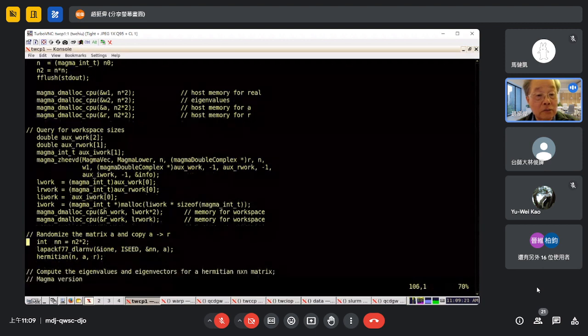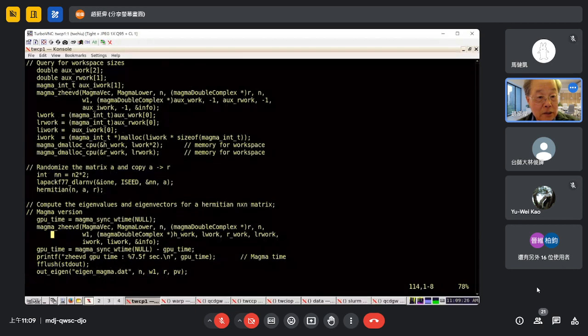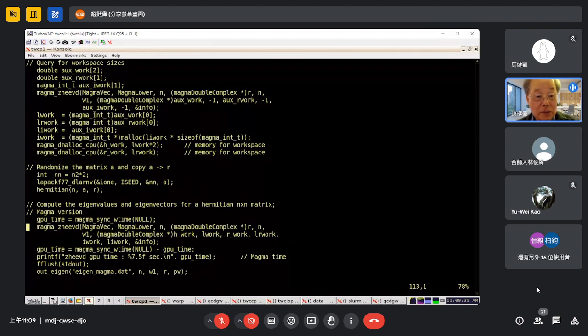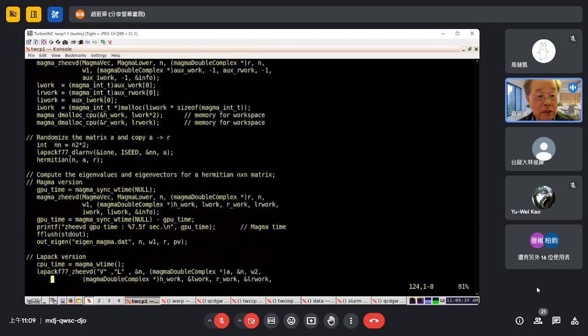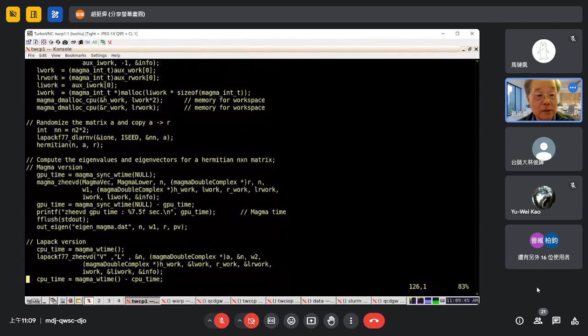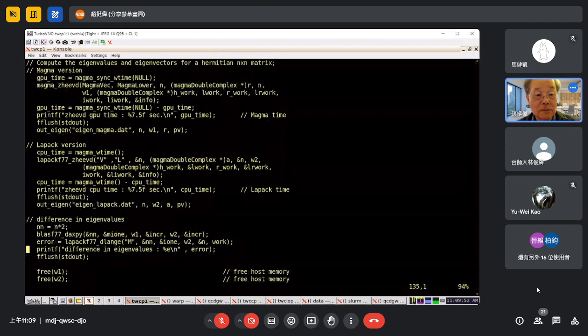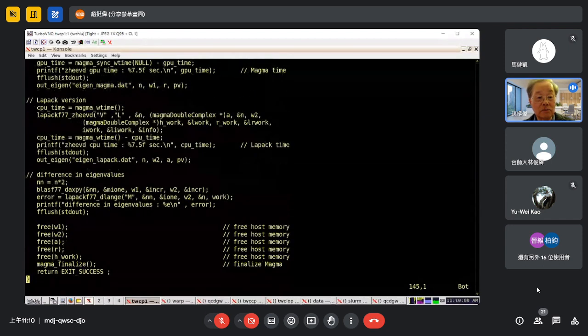After calling the routine, this computes the eigenvalues and eigenvectors of a Hermitian n by n matrix. This is calling the MAGMA routine, and then get the time, and also get the output of the eigenvalues and eigenvectors. Similarly for LAPACK, doing the same, and then compare the difference in the eigenvalues. Then print out the difference, and finally free all the memory space.